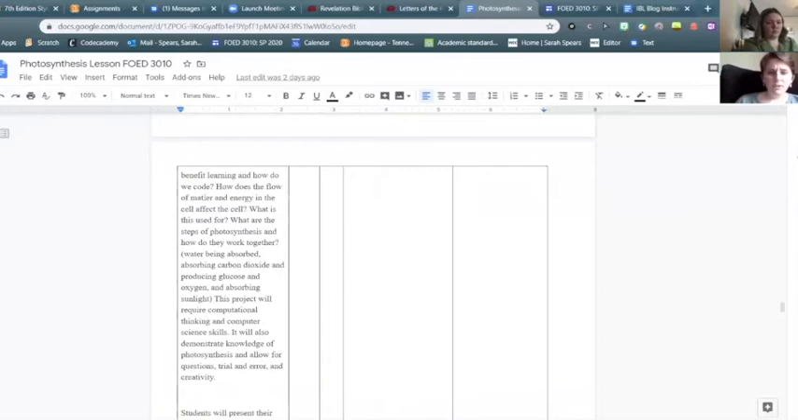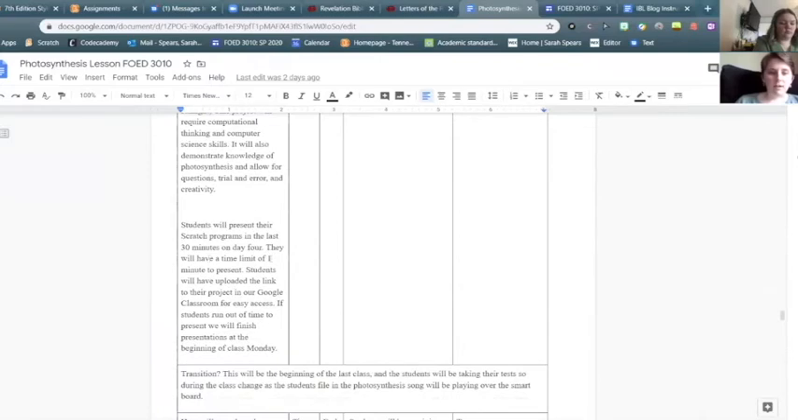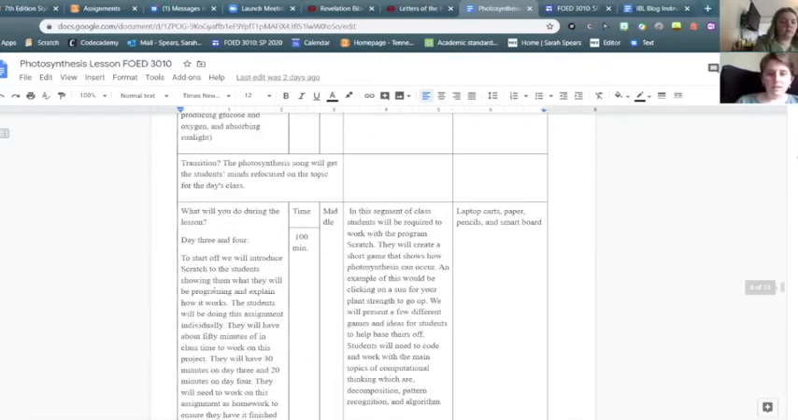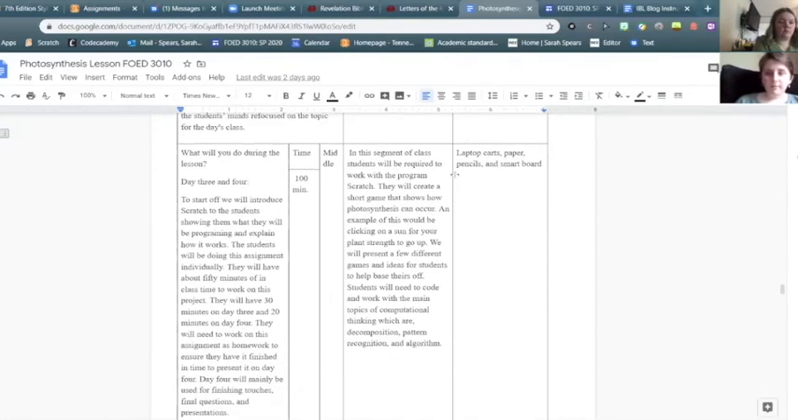So just an example, we're going to be asking them, how does the flow of matter and energy in the cell affect the cell? What is this used for? So all of these questions refer back to the very top of our document, which goes over what our goals are for the class. And then down here, it talks about how students will be going over and presenting it. So now, over here, this just explains exactly what they're doing and why they're doing it, and how we're going to be presenting different examples and stuff too.